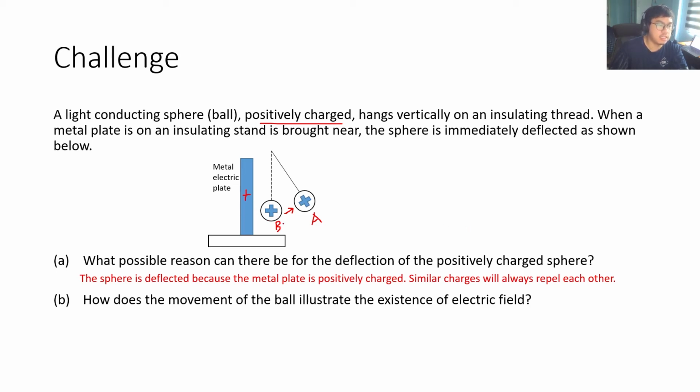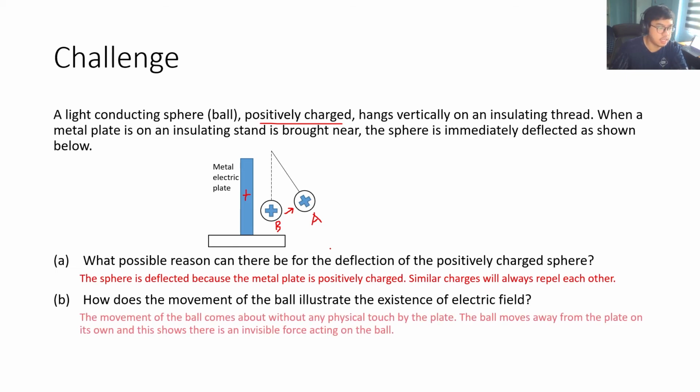Question B. How does the movement of the ball illustrate the existence of an electric field? They're not touching each other, so how does this prove that electric fields exist? The answer is the movement of the ball comes about without any physical touch by the plate. The ball moves away from the plate on its own. This shows that there is an invisible force acting on the ball, and there are electric fields between these two, and they are interacting with each other. That's why there is a repelling force acting on the ball.